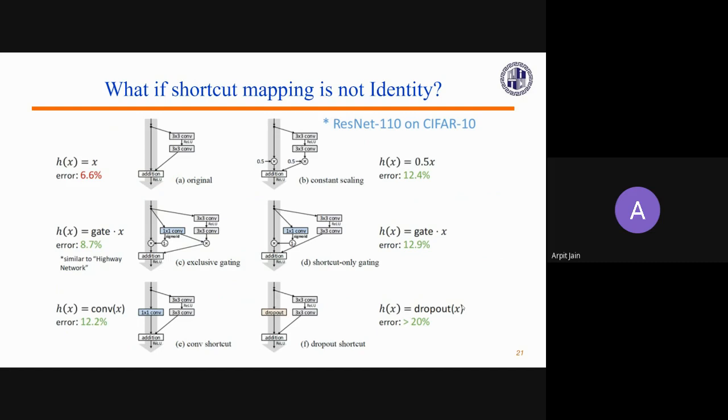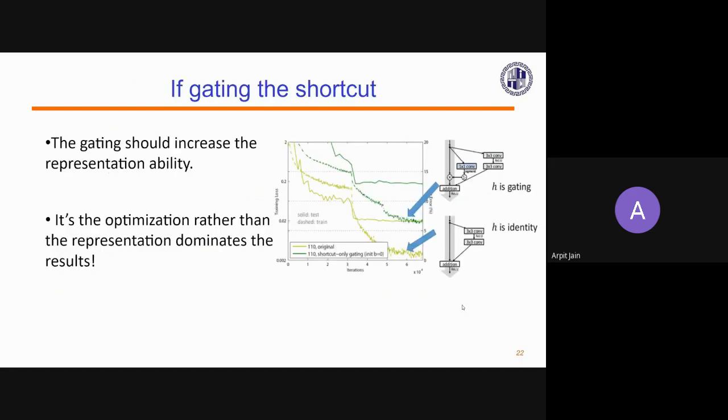And similarly, if we replaced our function by a gating function, convolution or dropout, our error percentage increased. So by this we can conclude that the identity function was the most appropriate function, which gave the least amount of error. From here, I would like my friend Abhishek Sharma to continue.